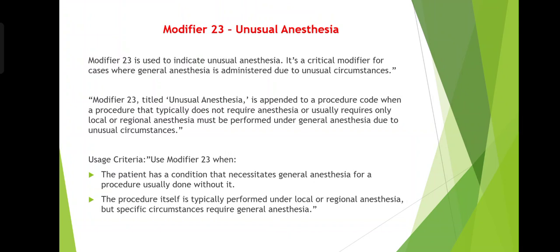For example, a minor procedure that usually only requires local anesthesia might need general anesthesia if the patient has a severe phobia or other condition that makes the procedure impossible to perform without the anesthesia. By attaching modifier 23, you are telling the payer that anesthesia was necessary in this unusual case. Let's see the examples for modifier 23.